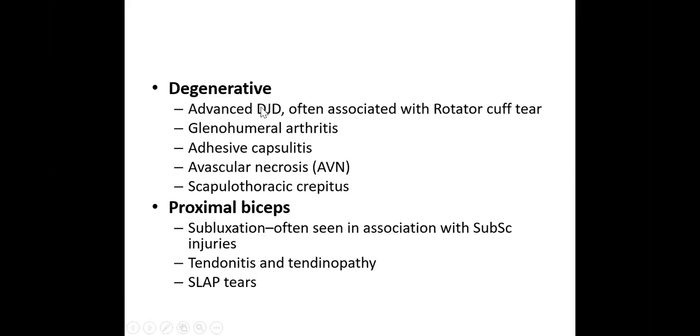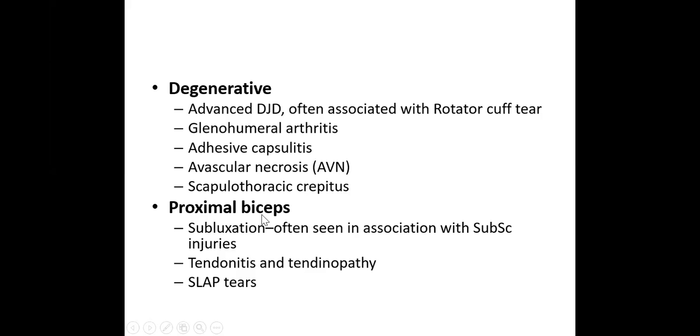Advanced degenerative disease is commonly known as osteoarthritis. So the osteoarthritis of the shoulder, and these are often associated with the rotator cuff tear. Similarly, the craniohumeral arthritis, adhesive capsulitis, the frozen shoulder, avascular necrosis, and scapulothoracic bursitis. These all can be checked for the exclusion during the screening of the shoulder pain.